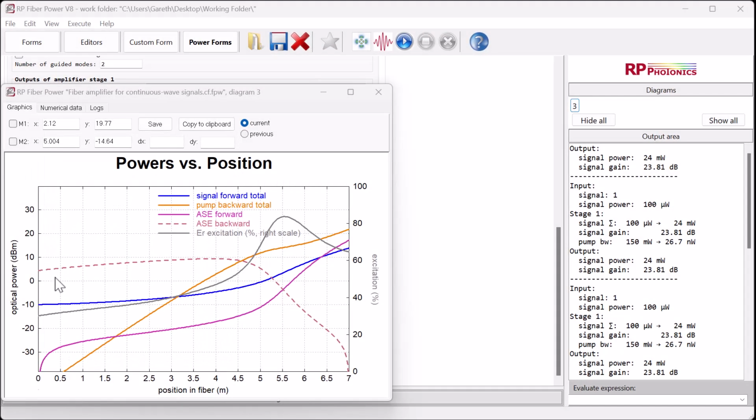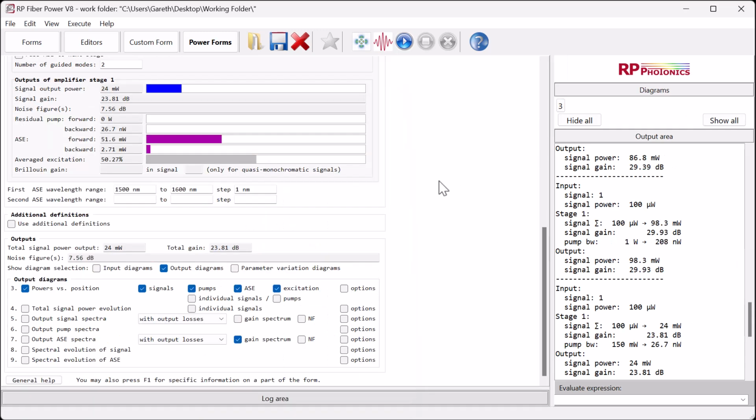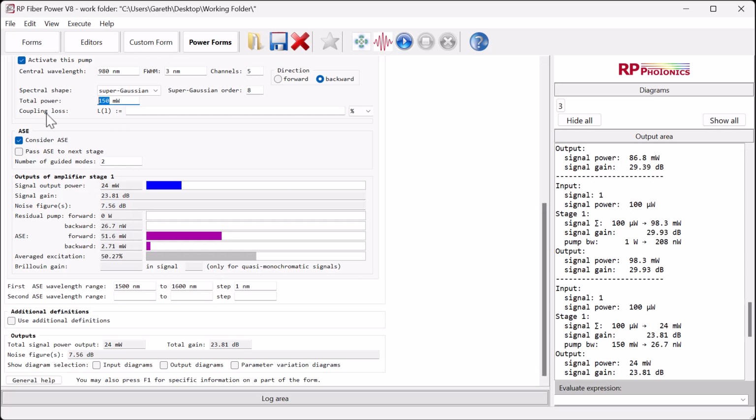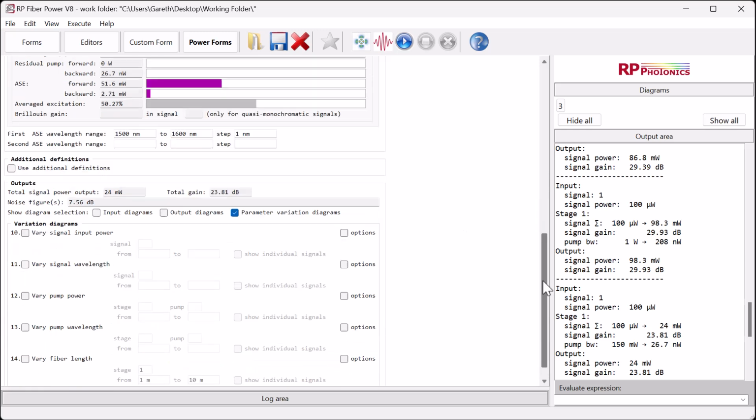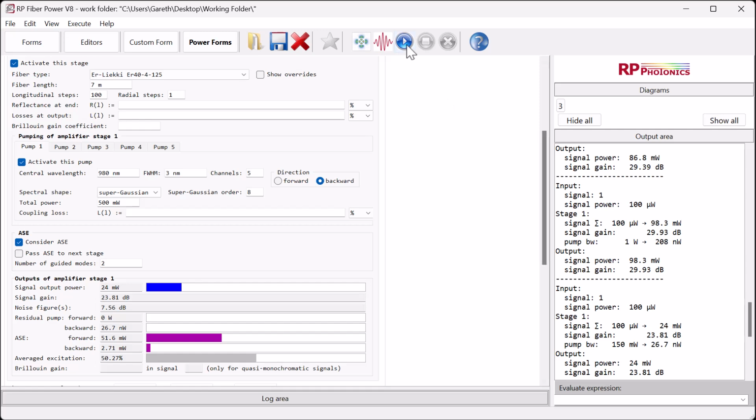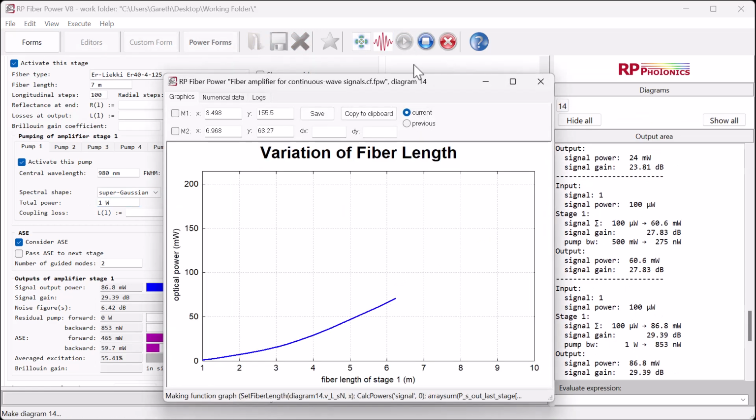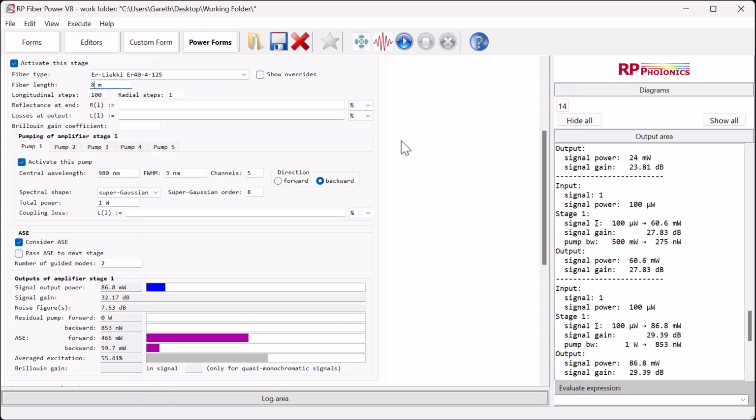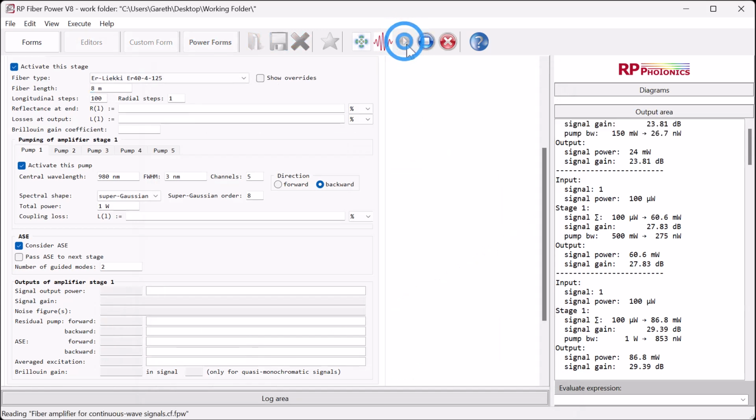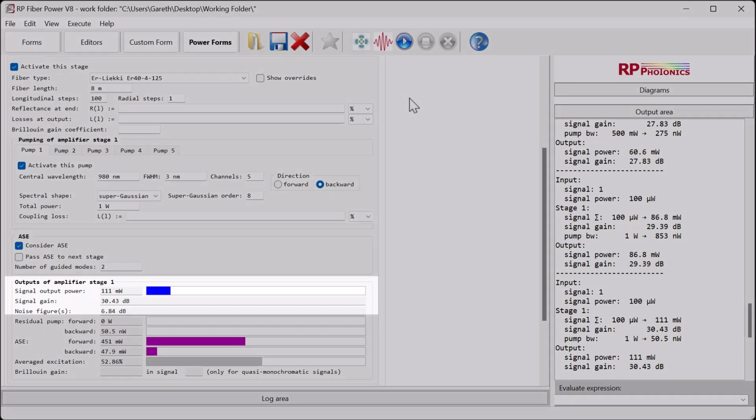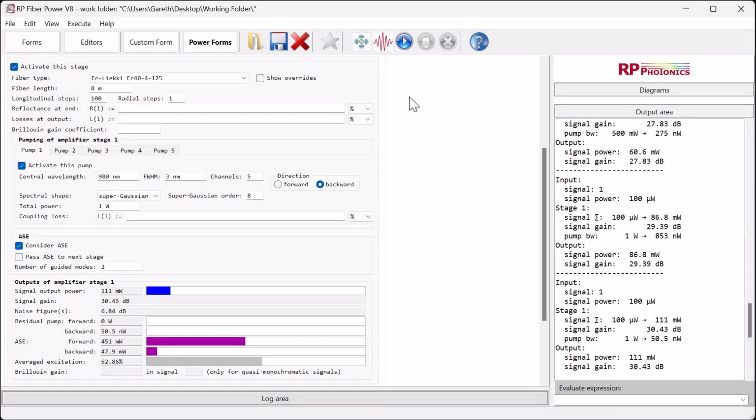But since even the optimal length only produces around 22 milliwatts, let's systematically increase the pump power and continue to optimize the length. As you can see, we were able to achieve our goal of 100 milliwatt signal output, but this required a fiber length of 8 meters and a pump power of 1 watt.